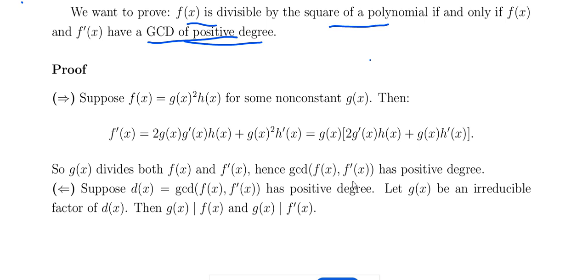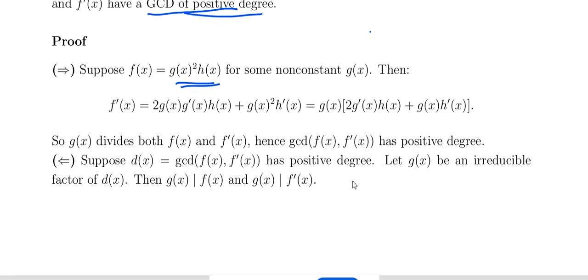For some non-constant g of x, f of x equals g of x whole square into h of x. Then f dash of x equal to 2 g of x g dash of x h of x plus g of x whole square into h dash of x, where we applied the uv formula. And take g of x common outside, this is the result. So from this, g of x divides both f of x and f dash of x. So the GCD of f of x and f dash of x has a positive degree. In the same way, conversely, let the GCD of f of x, f dash of x have positive degree, and g of x be an irreducible factor of it.